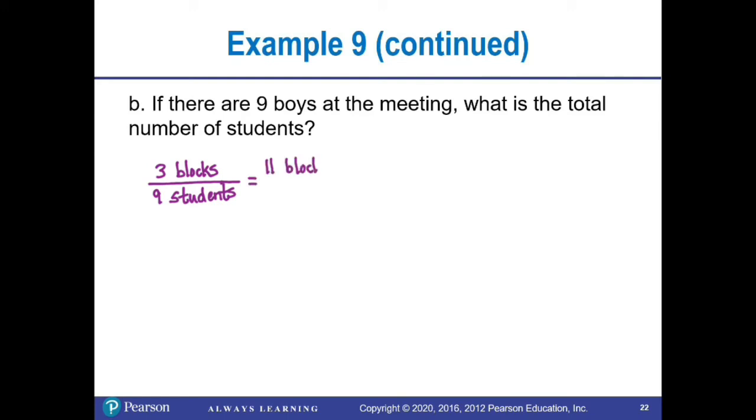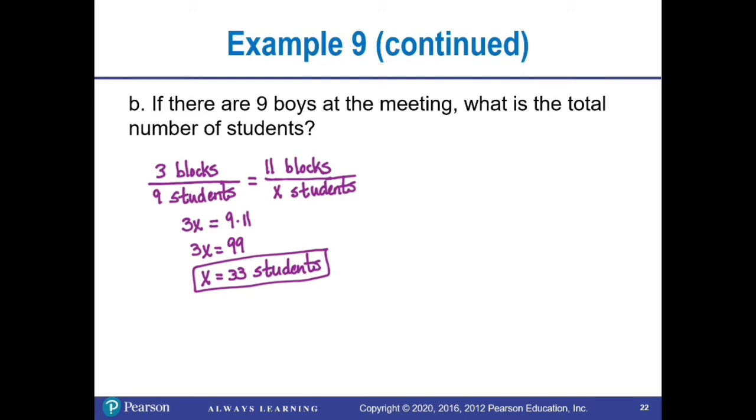We have a total of 11 blocks, and I want to know how many students the 11 blocks represented. Notice in my proportion, I put the blocks on top on both sides and the students on bottom on both sides. Your matching pieces need to go in the same places. Use your cross products. 3 times x equals 9 times 11. 9 times 11 is 99. Divide both sides by 3 and we get 33. So there are 33 students at the meeting.